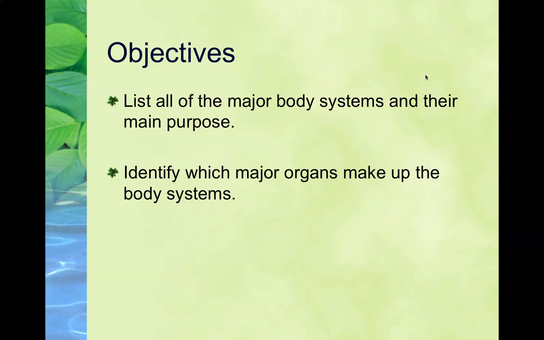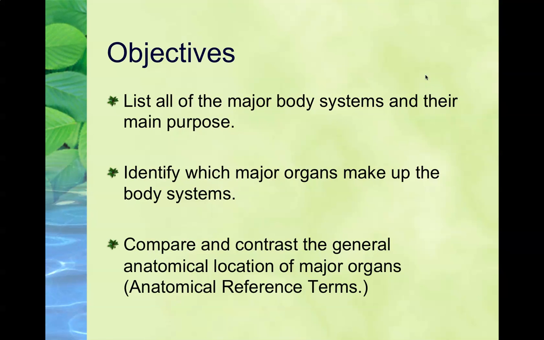And then finally the reproductive system, which actually there are two. There's the male reproductive system, which consists of the penis, the testes, and the sperm. And you have the female reproductive system, which encompasses the ovaries, the oviducts or fallopian tubes, the uterus, the vagina, and of course the eggs that are used for reproduction. Finally, we're going to look at the general anatomical location of these organs.